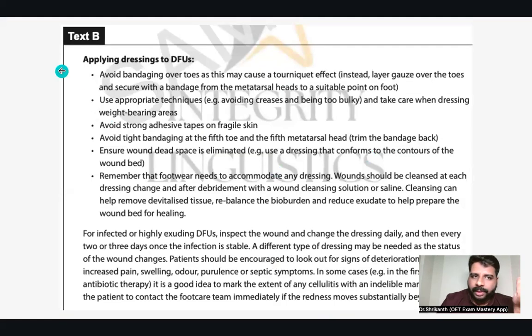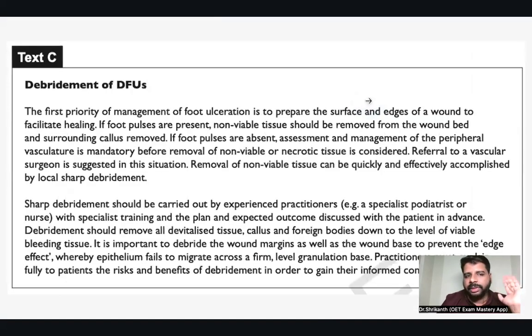And this is text B. Here also there is one main title, Applying Dressings for Diabetic Foot Ulcers. Again, we will be coming into the comprehension and strategies later on. Text C is called Debridement of DFUs. Debridement basically means tissue removal.